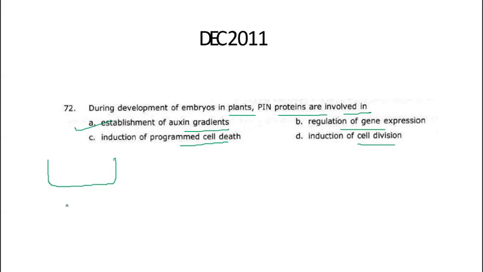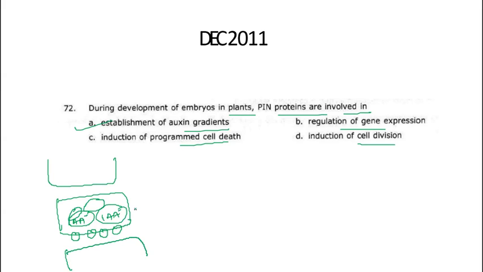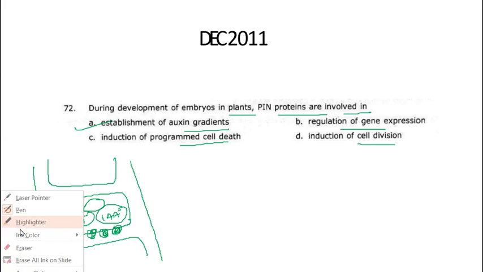So what do PIN do? The concentration of IAA minus is a lot more inside, and it is very less in the apoplastic region. So they move from the higher concentration to the lower concentration along a gradient formed by what? PIN.